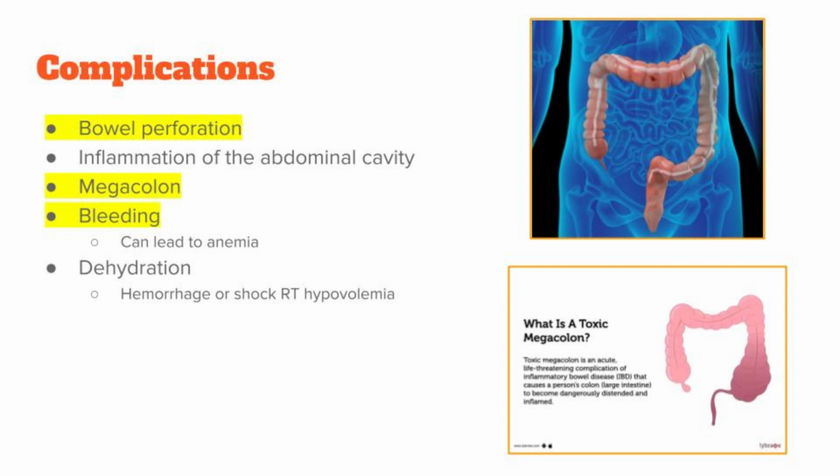So some complications of ulcerative colitis is bowel perforation. Also, there is inflammation of the abdominal cavity. Patients may also experience a megacolon, bleeding, which can also lead to anemia. And oftentimes there's also dehydration. This is due to the hemorrhage or shock related to hypovolemia.